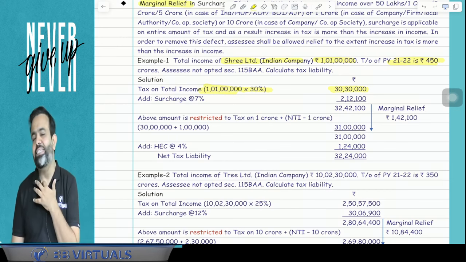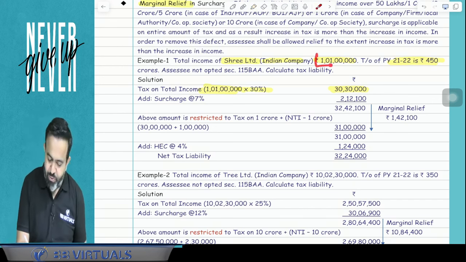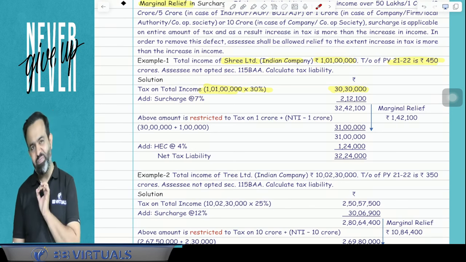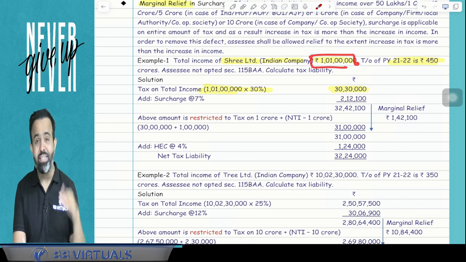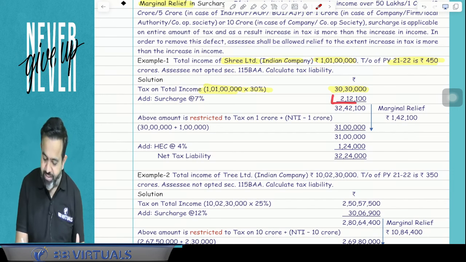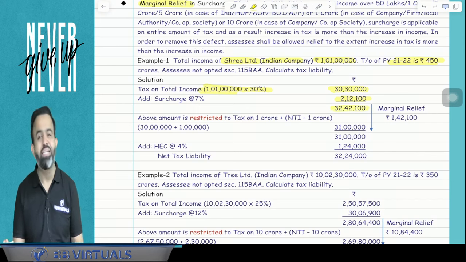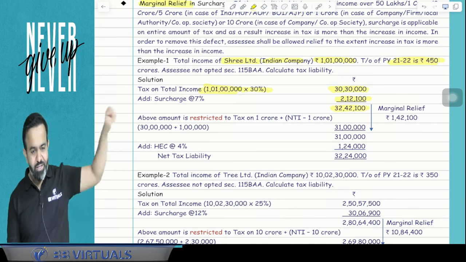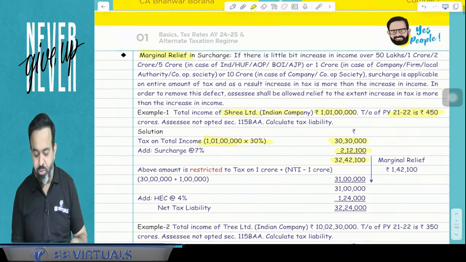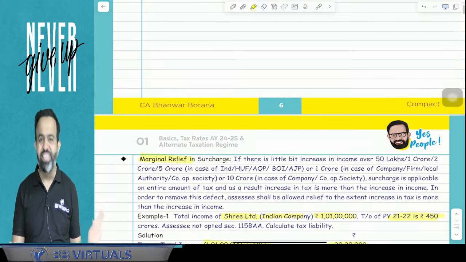Now question is, is surcharge applicable or not? Answer is yes, surcharge is applicable. Why? Because your total income is more than 1 crore. So when your total income is more than 1 crore, surcharge is applicable at the rate of 7%. So just add the surcharge 7%. Your surcharge is 2,12,100. Your total comes to 32,42,100. Here the assessee says that, yes sir, we made the mistake.